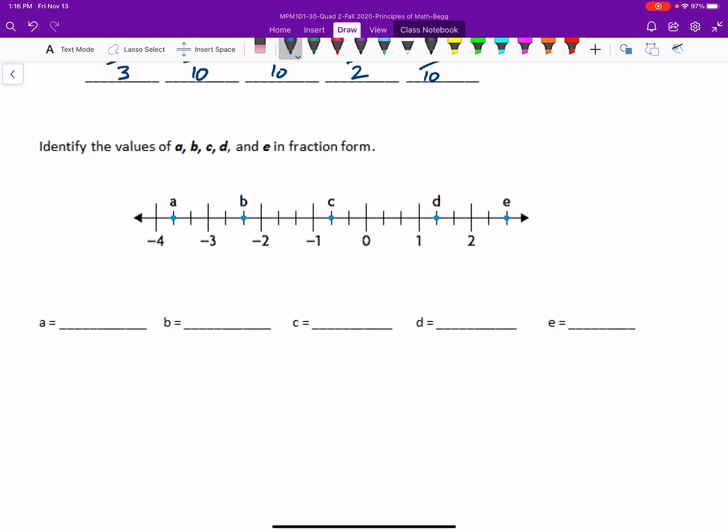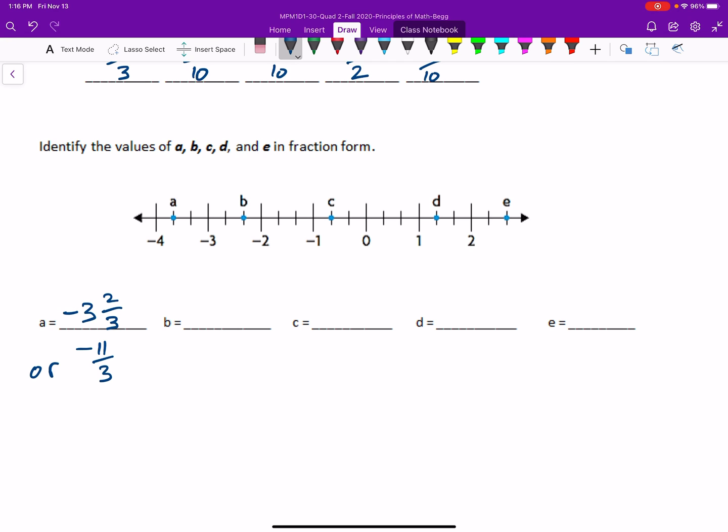Identify the values of A, B, C, D, and E in fraction form. All right, so for A part, it is between -3 and -4. When we're doing negative numbers, we're actually counting from the smaller one. So counting from -3, this is divided into thirds, so that's 1/3, that's 2/3. I would count that as -3 and 2/3. So A part is -3 and 2/3. Or as an improper fraction, remember I ignore the negative sign. 3 times 3 is 9, plus 2 is 11. Then I could put the negative sign out front, or on top.